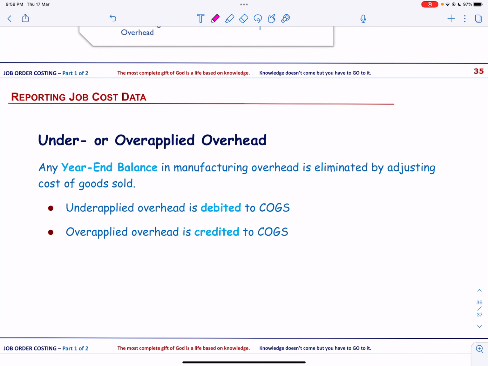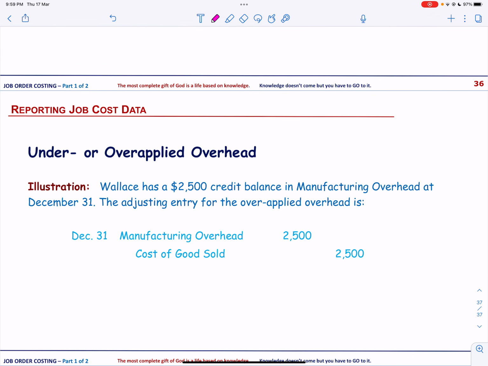At the end of the year, manufacturing overhead is eliminated by adjusting cost of goods sold. Under applied overhead is debited to cost of goods sold, and over applied overhead is credited to cost of goods sold. Look into this example. Wallace has a 2,500 credit balance in manufacturing overhead at December 31. So the journal entry will be manufacturing overhead is debit and cost of goods sold is credit. So this completes our discussion on job order costing.